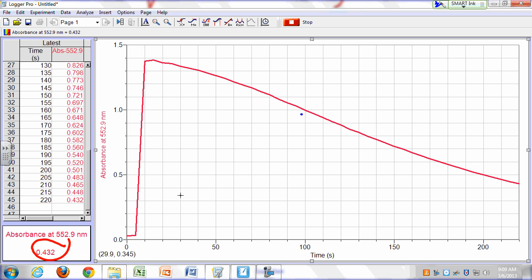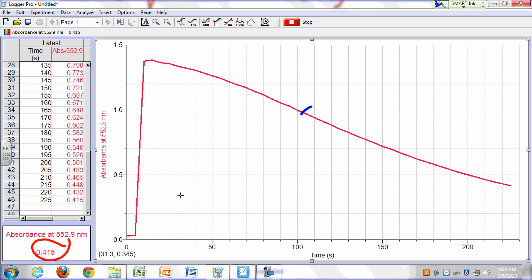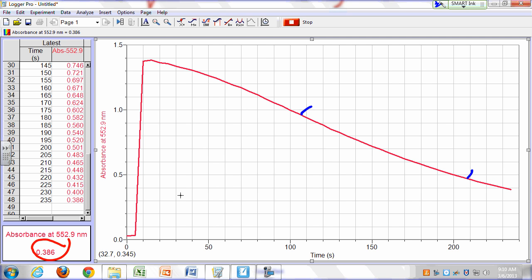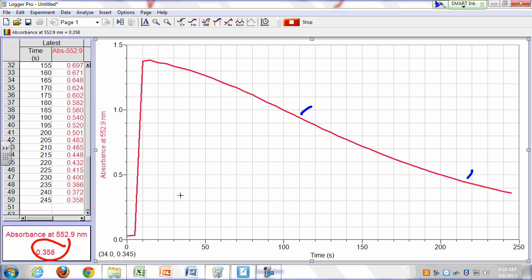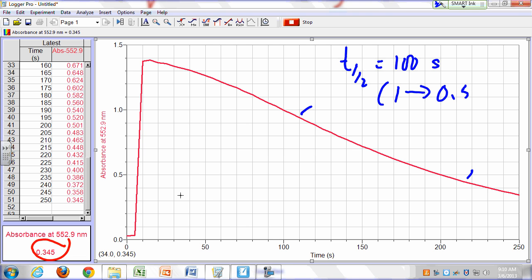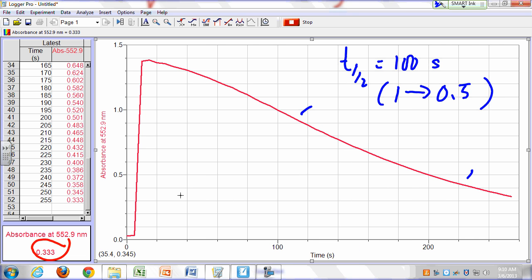So from here to 0.5, it took how long? A minute 40. So that's about how many seconds? 100 seconds? That's about right, from 100 to 200. So 100 seconds for our half-life. This is from absorbance of 1 to absorbance of 0.5. Let's see how long it takes to go from 0.5 to 0.25.